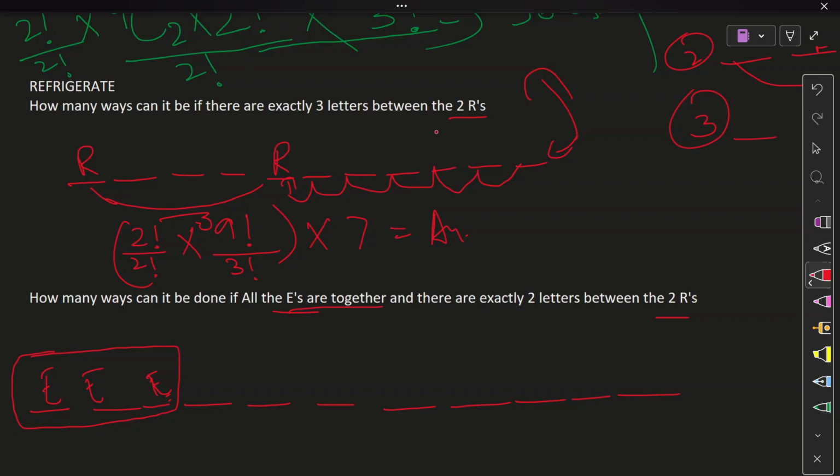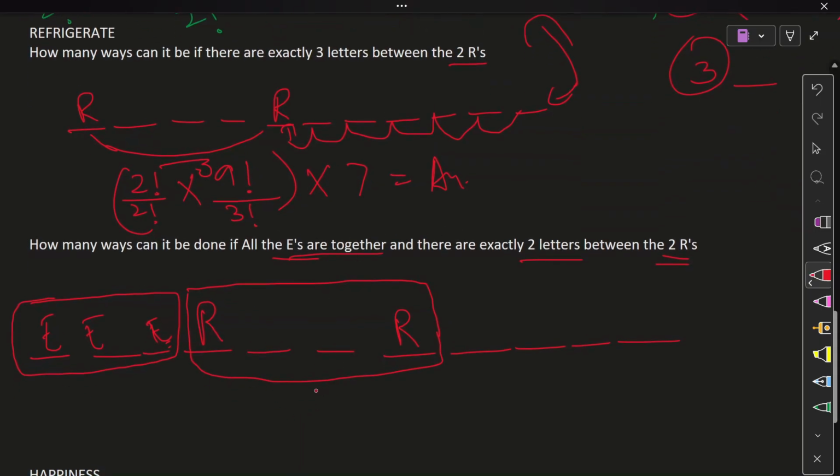Now, I want exactly 2 letters between the two R's. Put the R's, satisfy the first criteria, 1, 2, and then the third here. This is the case it will satisfy, and put that in a box as well, just like we did there. Now, how are you going to do it? Like I've always said, deal with the boxes first, right? So 1, 2, 3, 4, 5. 5 letters have been used out of the 11. So 11 minus 5 is 6. I have 6 letters remaining.